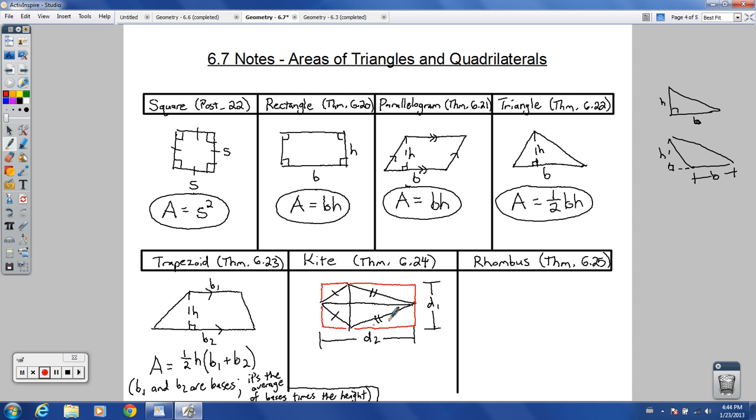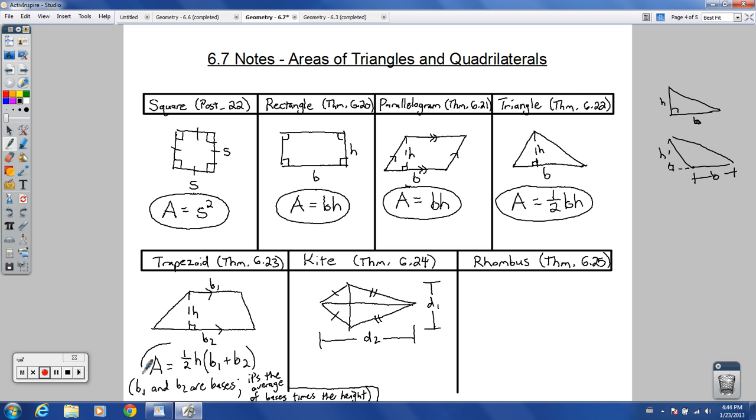So that duplication would give you the area of the whole red part would be D1 times D2. So the area of the kite would just be half of that, because each one of these triangles is half of the whole miniature rectangles here. So let's erase that though. That's just to help you understand why this is the formula.